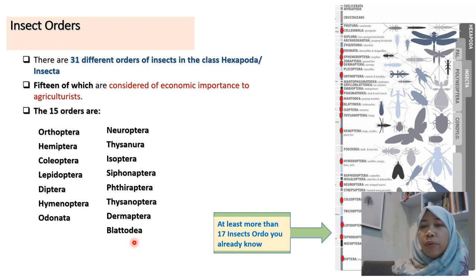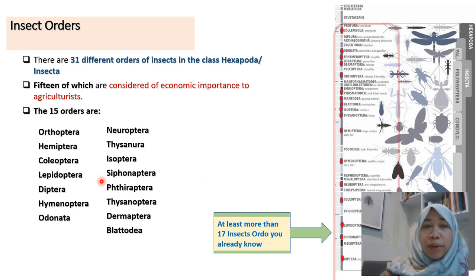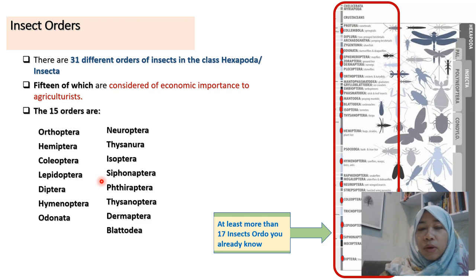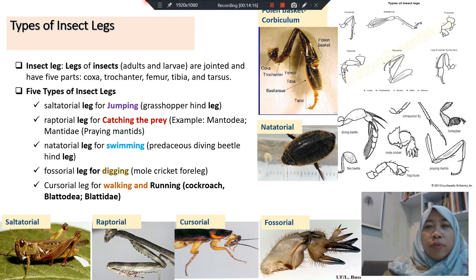So if you want to collect them, it's really possible to have all of these 15 orders, because we can find them in our environment. Okay, at least more than 17 insect orders you already know. And then we move to the types of insect legs.